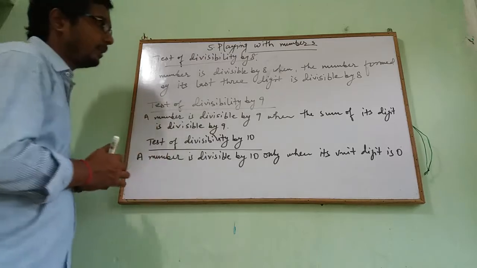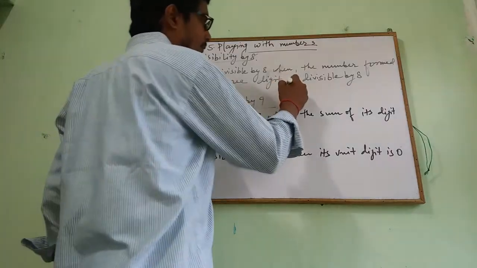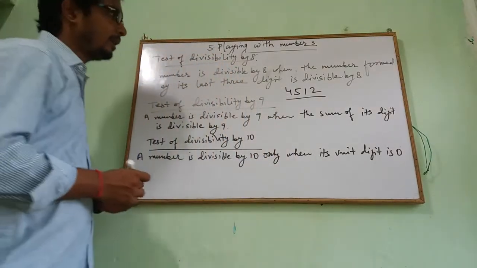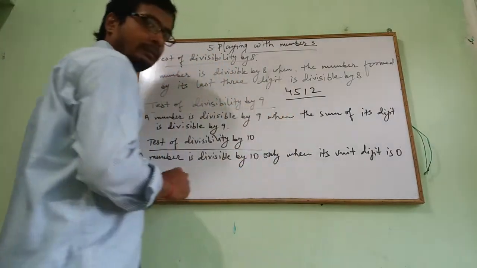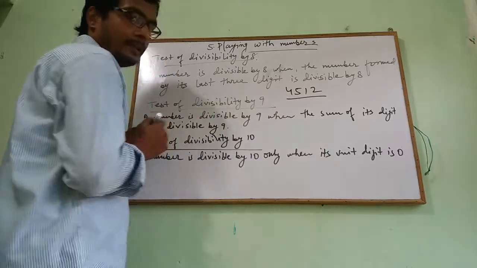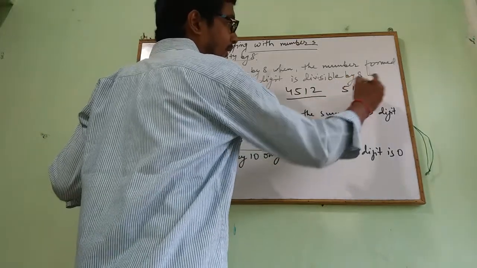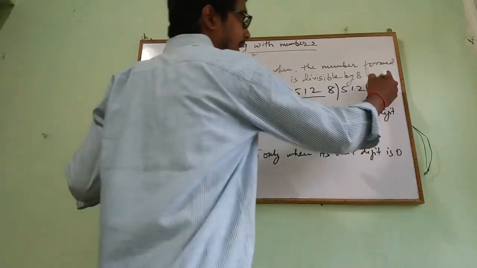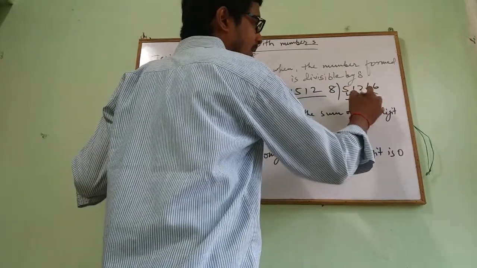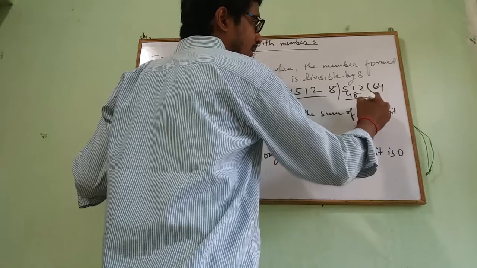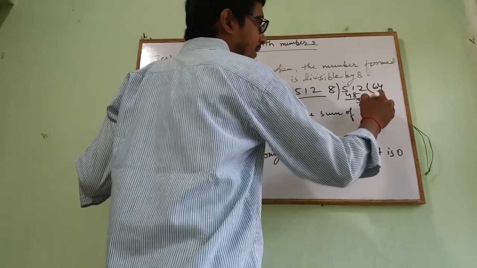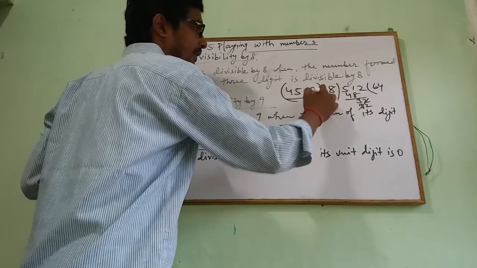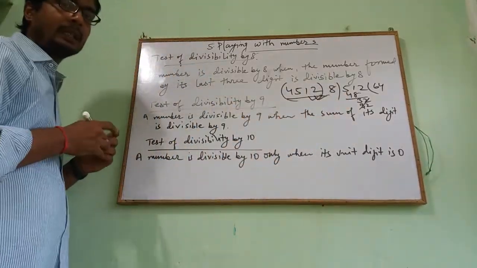Let's take one example: 4512. You can see here, in this number, 512 is divisible by 8. How? Let's see. 8 sixes are 48, 8 fours are 32. So the number is divisible by 8. Therefore, 4512 is divisible by 8.